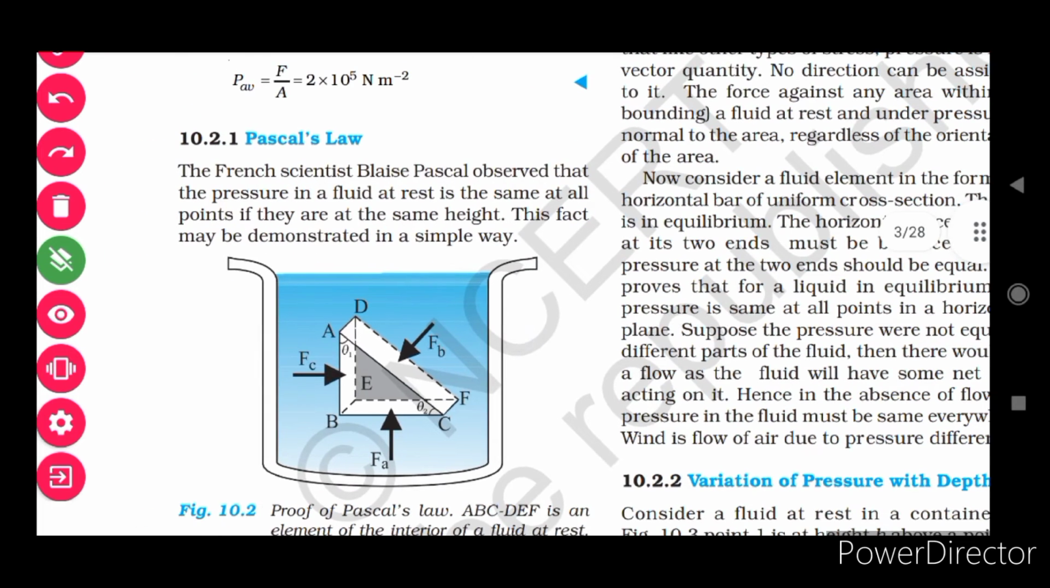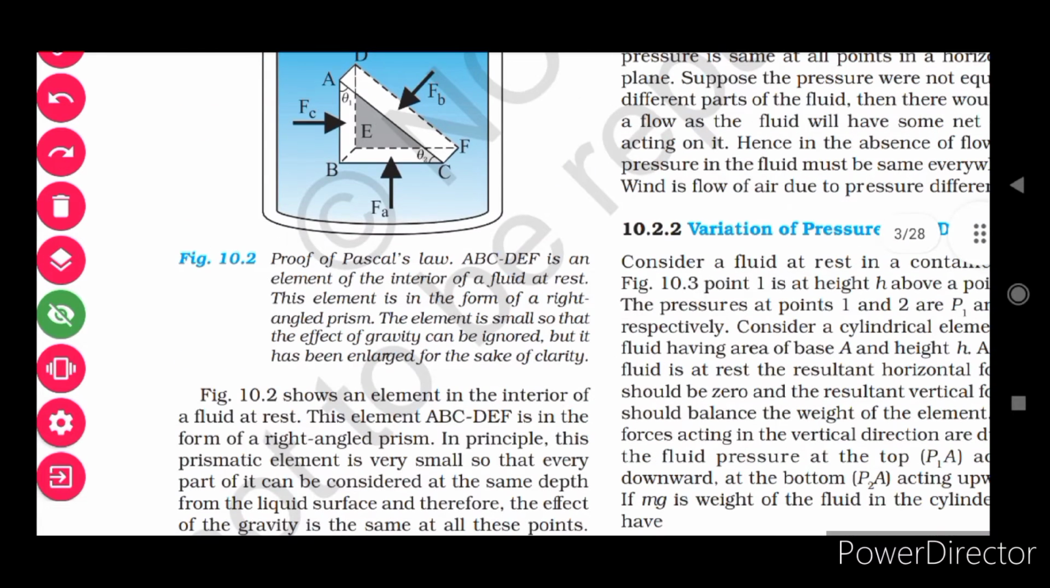Now the French scientist Blaise Pascal observed that the pressure in a fluid at rest is the same at all points if they are at the same height. It's a very important point that you must know: if you take a liquid, then all the points at the same height have the same pressure.